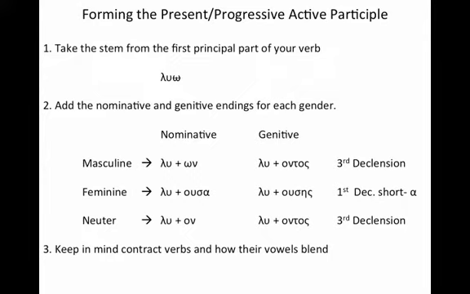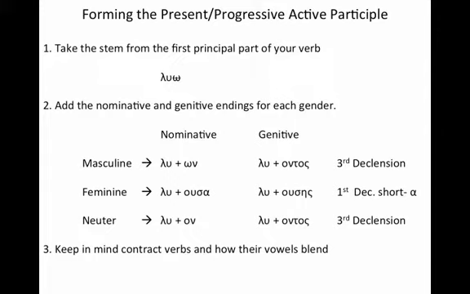And you'll notice, if you look at the pattern here with that os at the genitive ending, after the nominative, all the other ones will take third declension endings. So just that os at the end of luontos will change and use third declension endings, which you'll see on a chart in a little bit. The feminine is luusa, luuses, and this is going to use first declension short alpha endings. And the neuter is luon, luontos, and again, this will use third declension endings for the neuter.